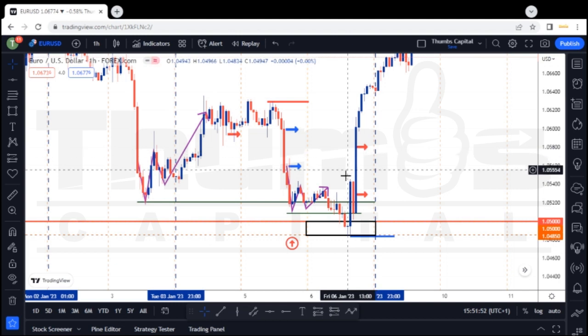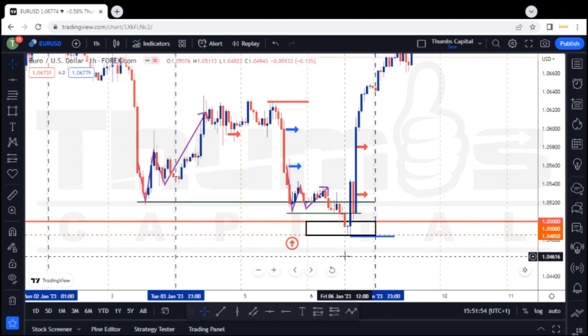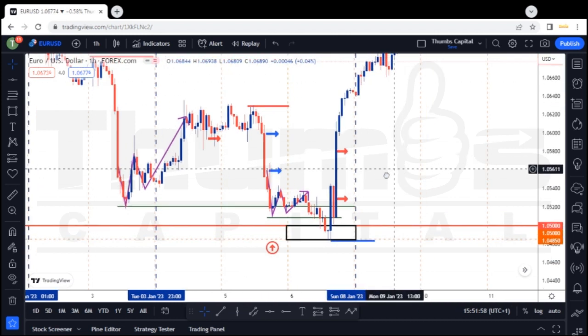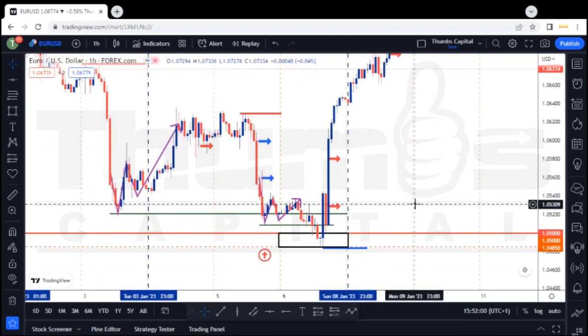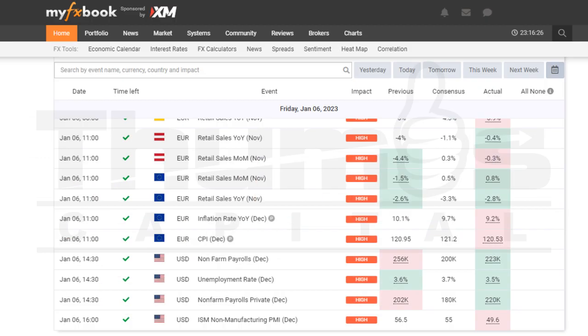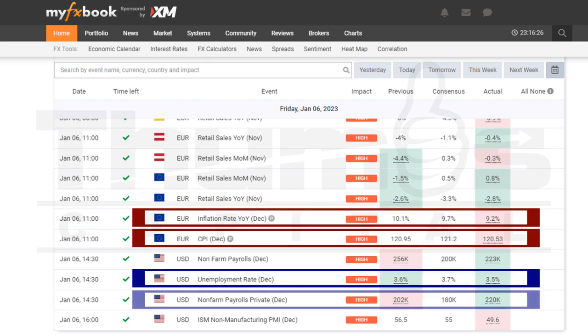Right now, let's take a look at the economic calendar for the 6th of January 2023 to analyze the data for the directional bias based on fundamentals. This will help you to understand why my buy trade was against the economic data released. Here is the economic calendar for the day from myfxbook.com. As you can see, on the day, we had 4 major data released which we take seriously at Tom's Capital.